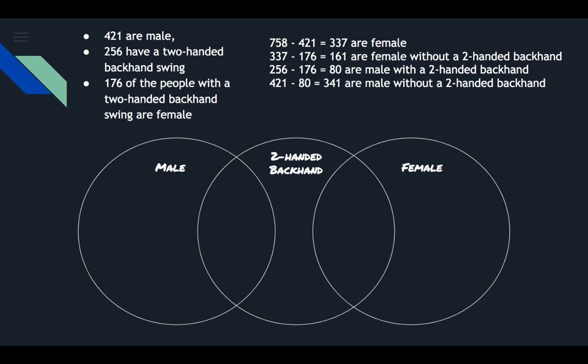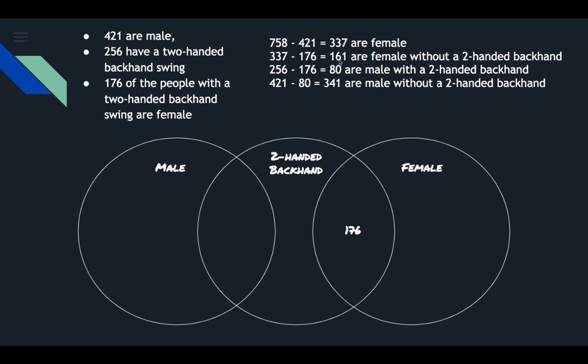Then we take the data that was given, 256 have a two-handed backhand swing, and subtract the 176 females that have a two-handed backhand swing, to find out that 80 of them are male with a two-handed backhand swing. Then subtract the 80 from 421 total male spectators, and we find that there are 341 males without a two-handed backhand swing. And so the 337 minus 176, well, we know 176 are female with a two-handed backhand swing. So that's the intersection there.